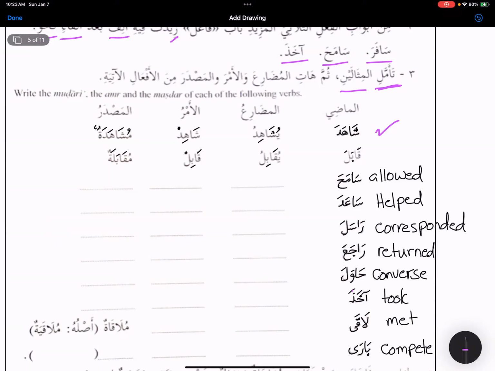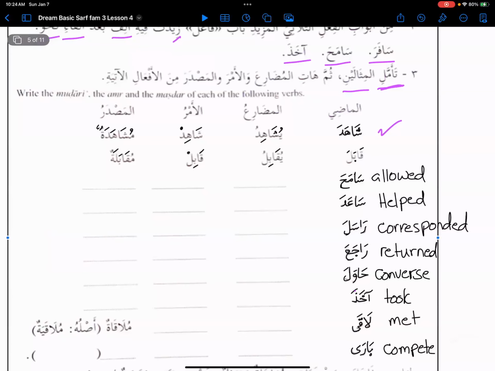Summa, then hati al-mudariya wal amar wa masdar min afalil atiya. So now you guys need to do all these, the ones written over here. What is hati? Hati means bring or do. ले आओ. Yeah, bring. So hati mudariya. So uska mudariya lekar aao, amar lekar aao, masdar lekar aao. This sounds like a Medina book, advanced book 3, I guess, 2 or 3.